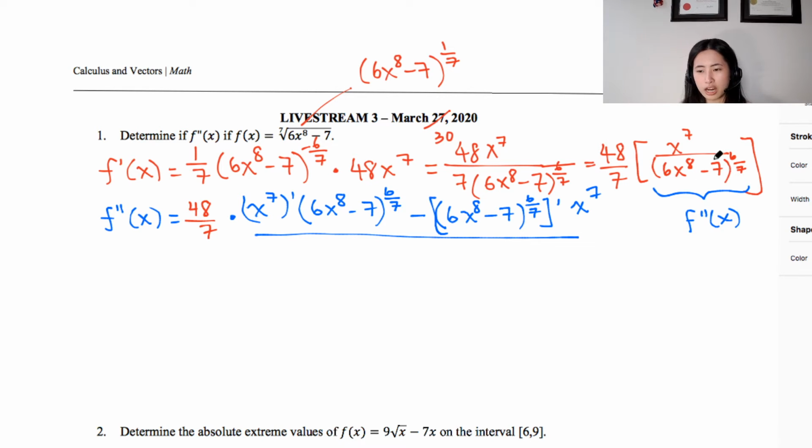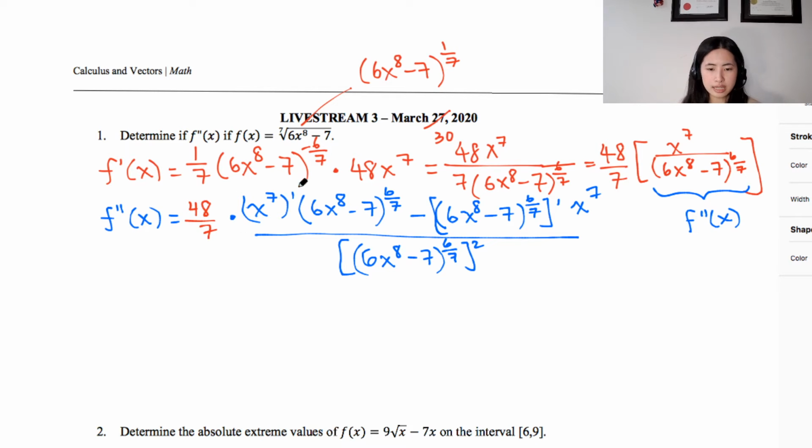divided by your denominator. Your denominator here, you're going to square that. So if it's 6 over 7 over here, you need to square that. And when you apply your exponent rules, when you're raising this to a power, you multiply your exponents. So this is 6x raised to the power of 8 minus 7, and this is 6 over 7, then you square that. Okay, so that's our second derivative.